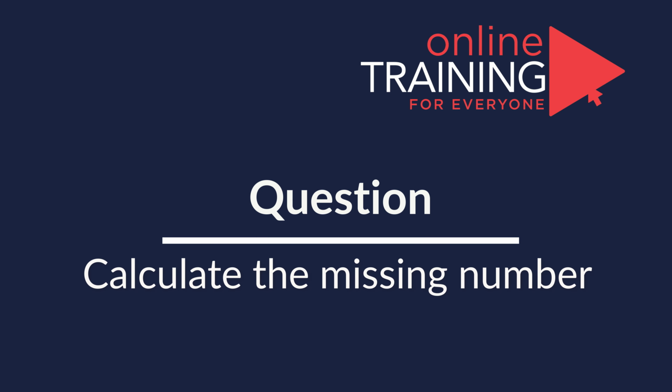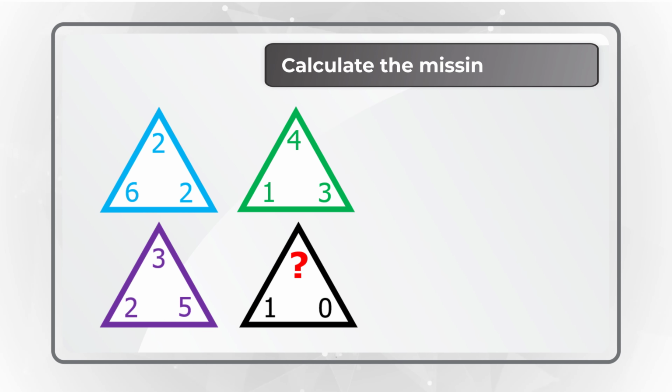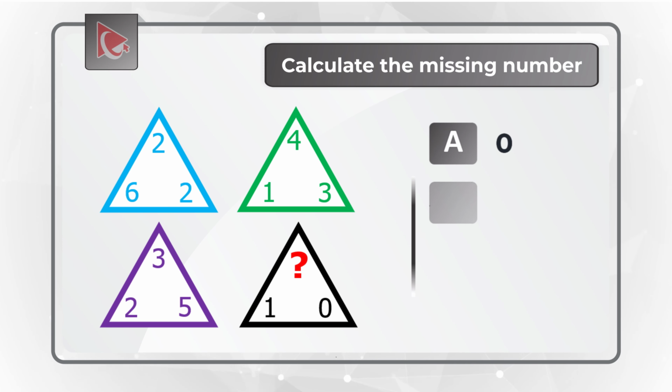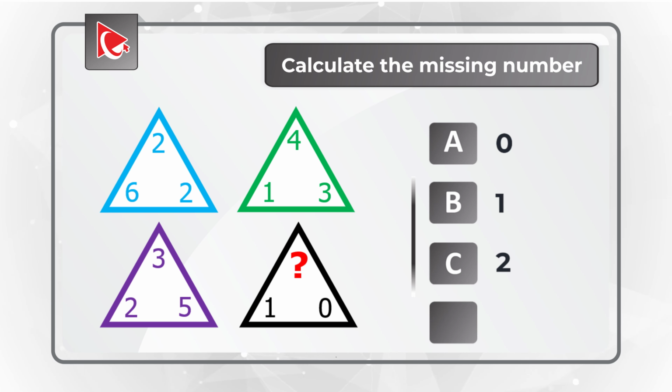Here's the question for you to see how well you would do on the real test. You're presented with 4 triangles. Each triangle is of a different color and has numbers in the corners. You need to calculate the missing number, and you have 4 different choices. Choice A, 0, choice B, 1, choice C, 2, and choice D, 3.